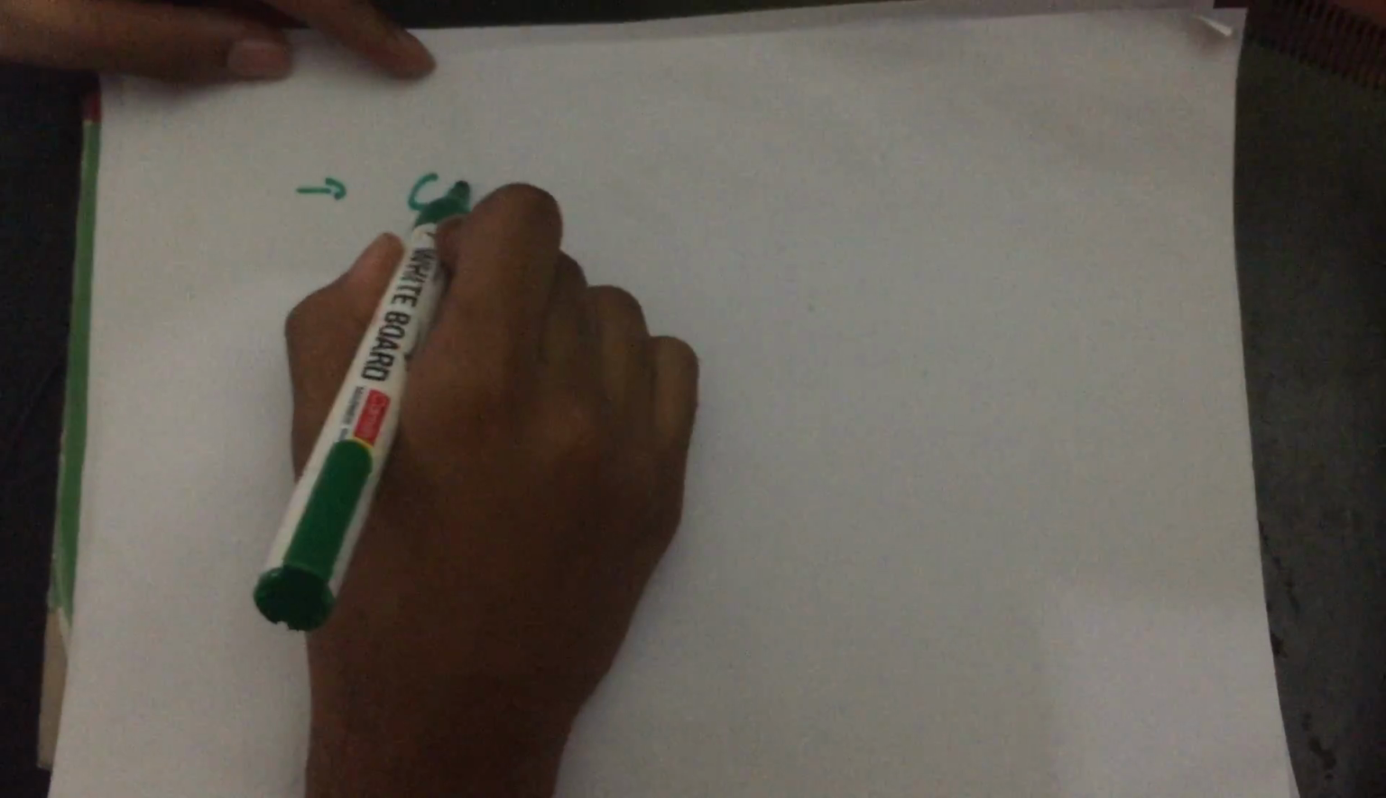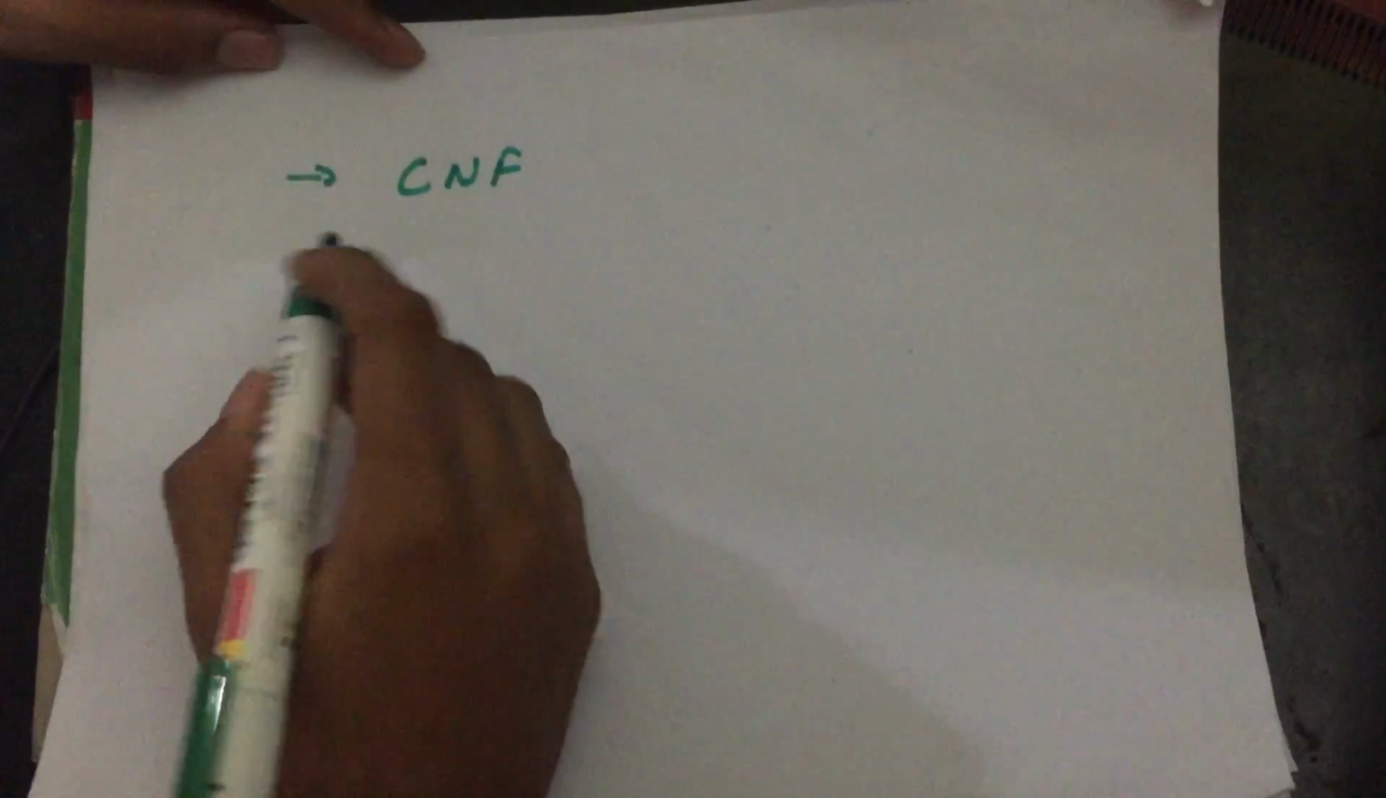To convert a context-free grammar into its normal form. Now, the main advantage of converting it to the normal form is that it can be executed more easily and the problems can be solved more easily. There are two normal forms. One is the Chomsky normal form. Now let's see an example.